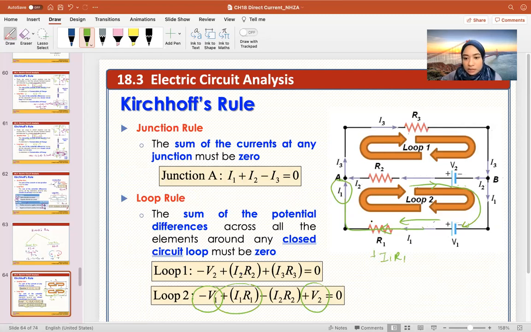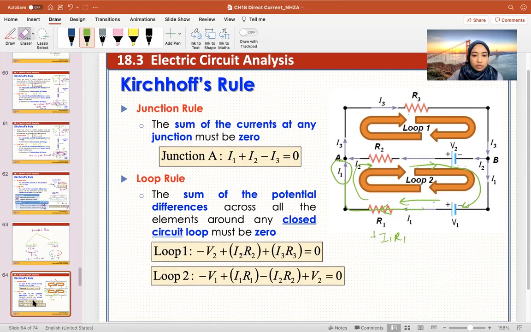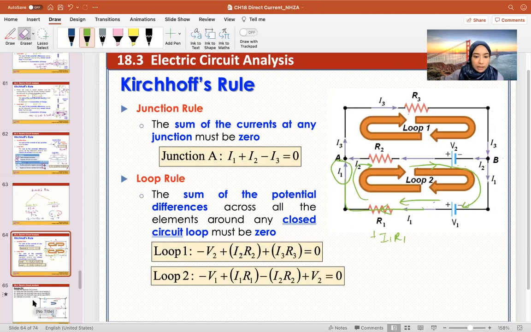And then I think you can guess it already. I move along and I see R2, and R2's current flowing is I2. I2 is opposite to the loop. So it's a negative. Okay, so this is your negative. And then everything is equal to 0 once you complete the loop. So it's pretty easy as long as you remember the rules. Okay, so what do we do with these equations? We use it to solve for I1, I2, and I3.